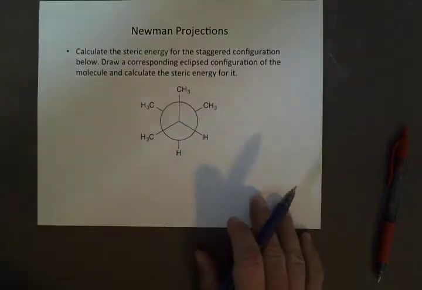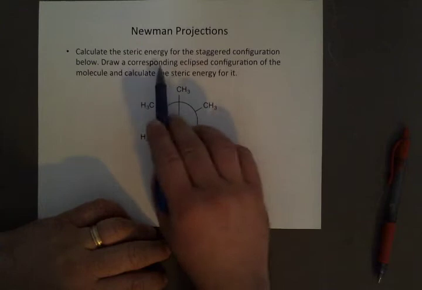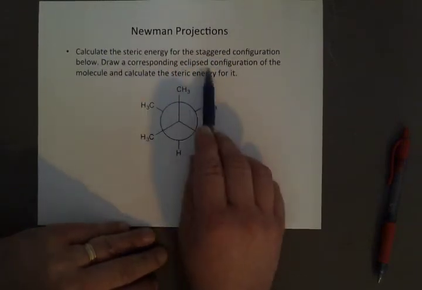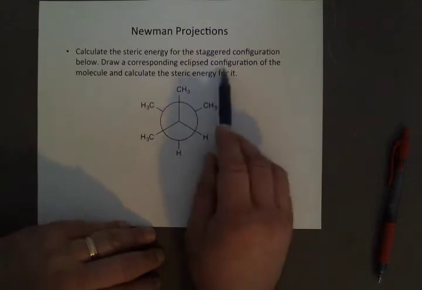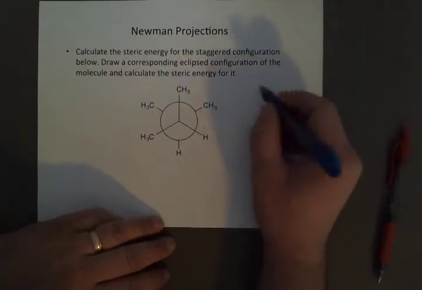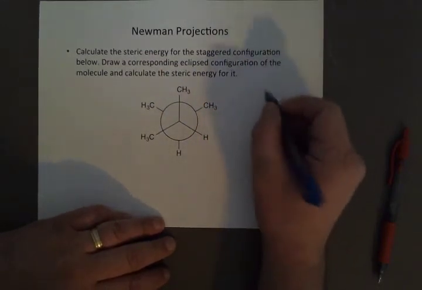Okay, so for Newman projections, here's what we're going to do: draw the staggered configuration and calculate the steric energy, and then draw the corresponding eclipsed configuration. There's going to be several, and calculate the steric energy for it. If you want to have a little chart, you're going to need to memorize these values. I'm not going to give you the values.